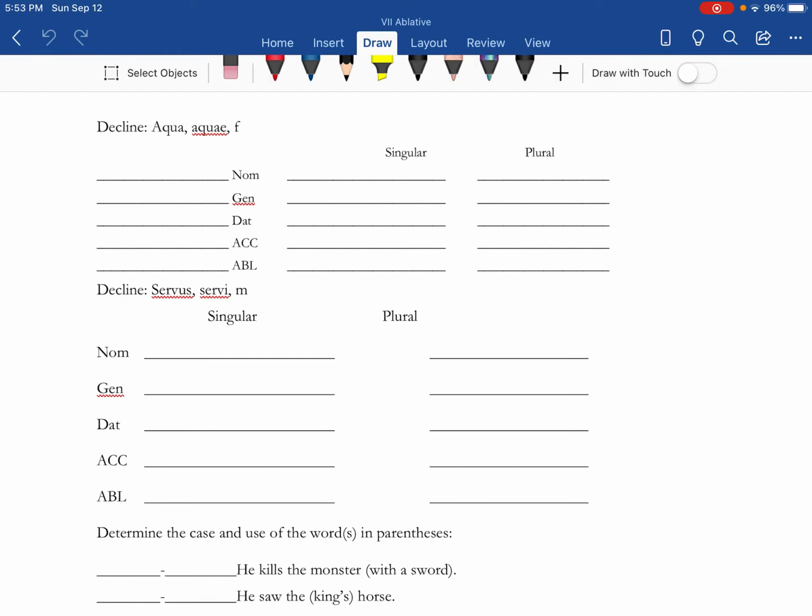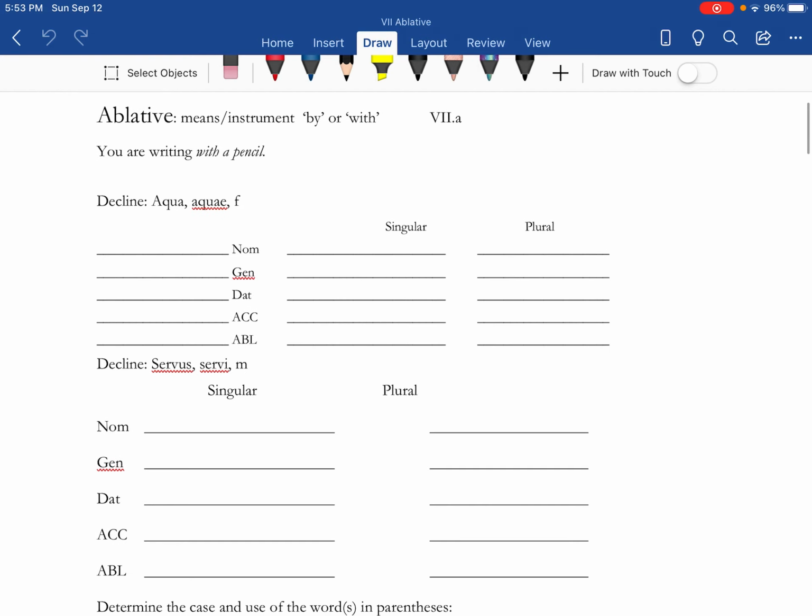What's happening? We are working on lesson 7, which is our introduction to the fifth main case, which is the ablative. There are 7 cases, but there are 5 that are used very frequently. So this one's going to be the ablative. And the ablative case is means or instrument. And that's basically the tool you're using for something.